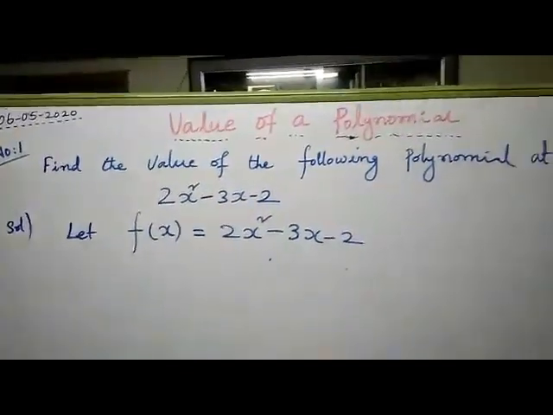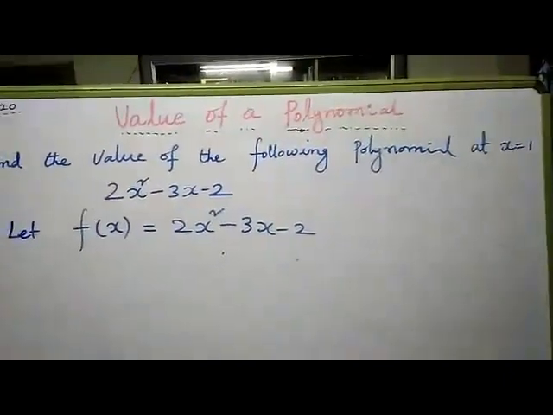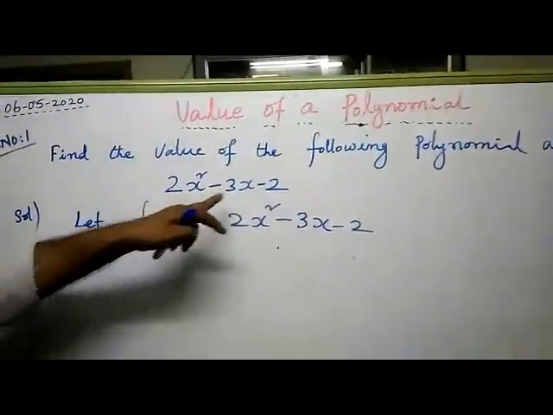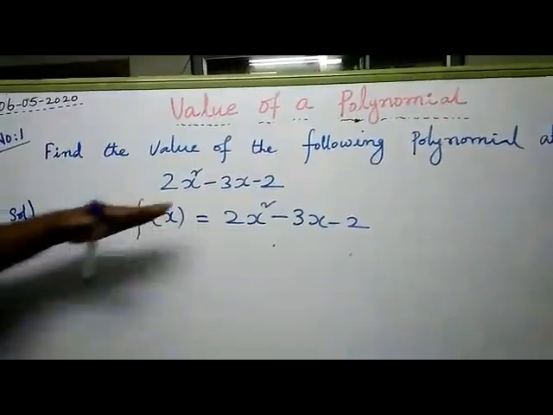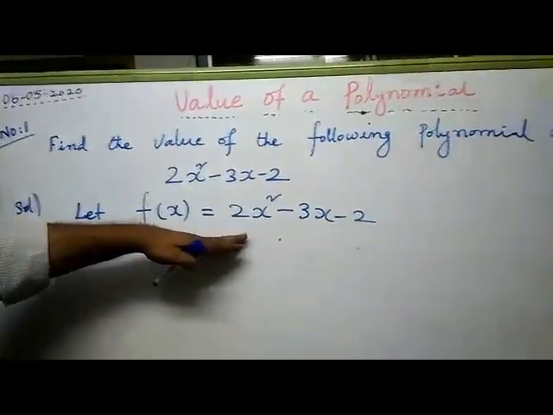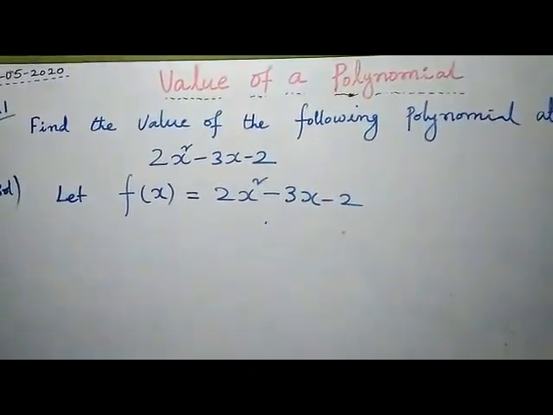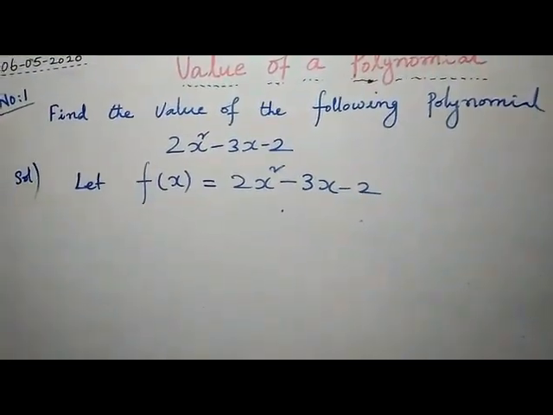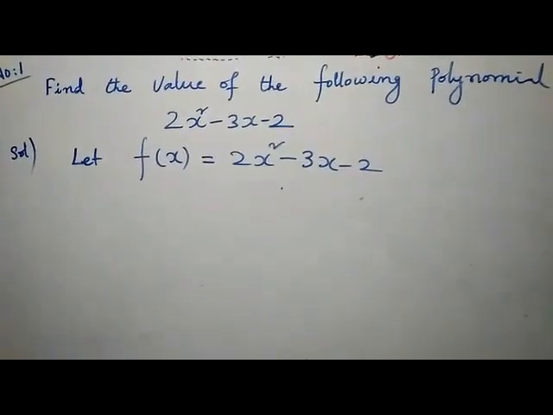Find the value of a polynomial at x is equal to 1. The given polynomial is 2x square minus 3x minus 2. Let f of x is equal to 2x square minus 3x minus 2. Find the value at x is equal to 1.